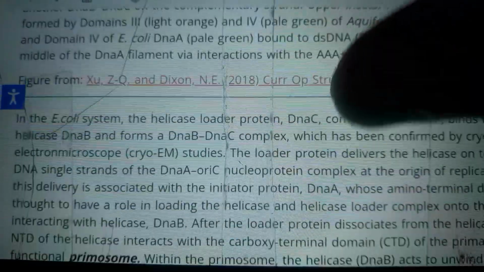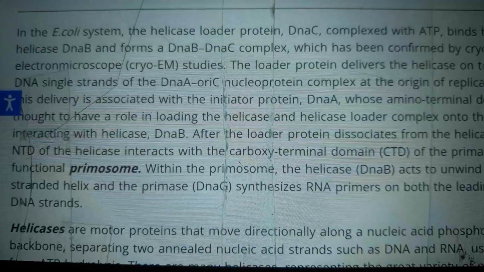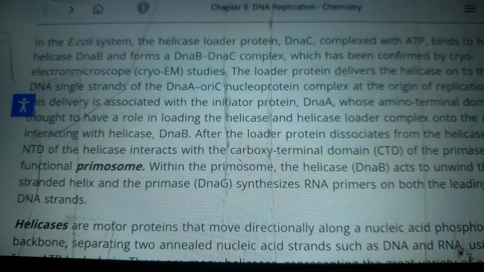Going from this, we'll go into the subject matter which we stopped at the last lecture. The E. coli system, the helicase loader protein, DNA-C complex with ATP binds to hexameric helicase DNA-B and forms a DNA-B DNA-C complex, which has been confirmed by cryo-electron microscope studies.